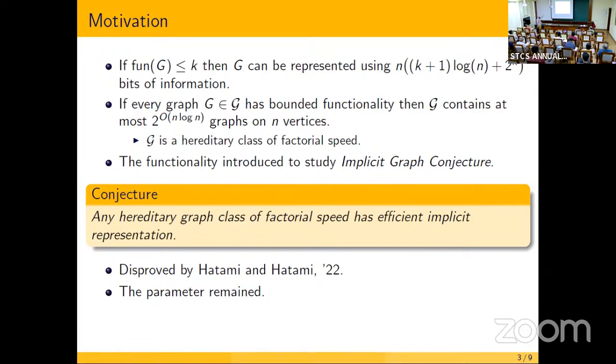It means that if you look at the class and take all the graphs which have n vertices, then you have at most 2 to n log n of them. That's the definition.